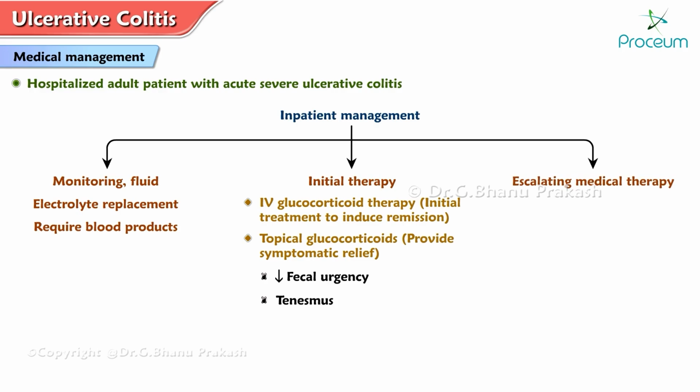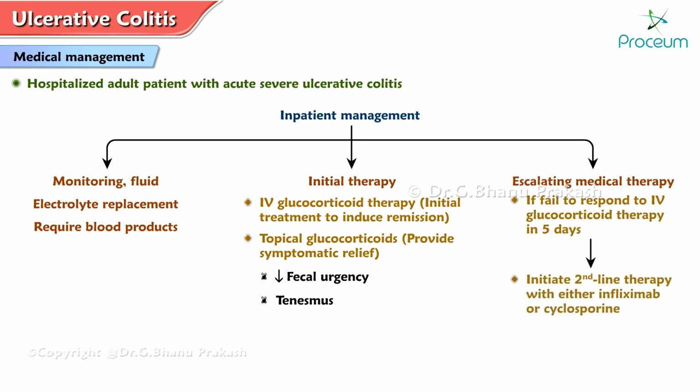Escalating medical therapy. For patients with acute severe ulcerative colitis who fail to respond to intravenous glucocorticoid therapy in 5 days, initiate second-line therapy with either infliximab or cyclosporin.